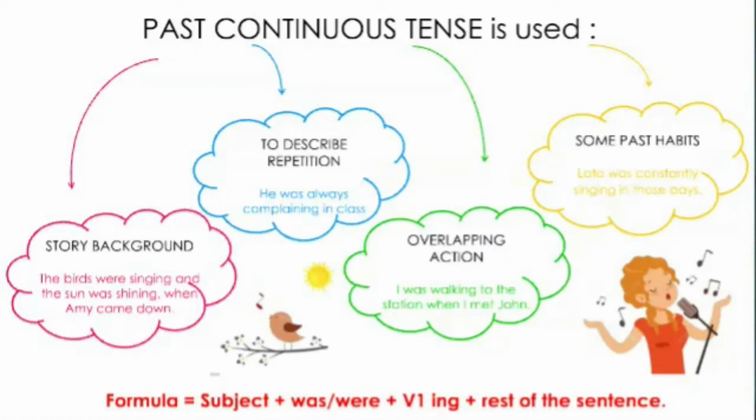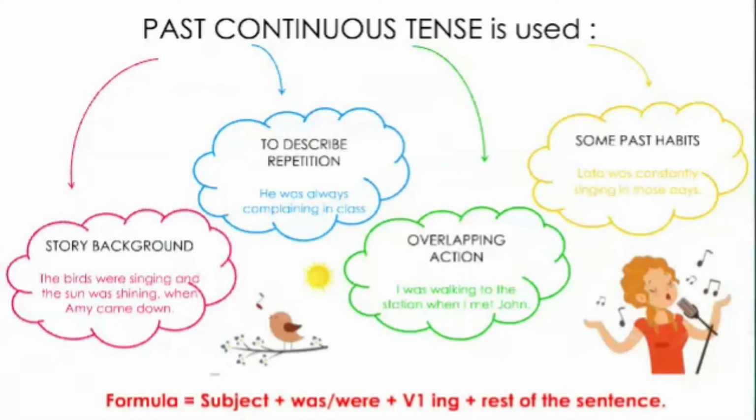Or even to show overlapping actions, like I was going to school when I met you. So two incidents happened, isn't it? I was going to school is one, I met you is another. So one action will be written in past continuous tense, like I was going to school when I met you. I was having tea when lightning struck. So when two actions are happening in the past, then one action is depicted by past continuous tense. So these are the situations where we use past continuous tense.